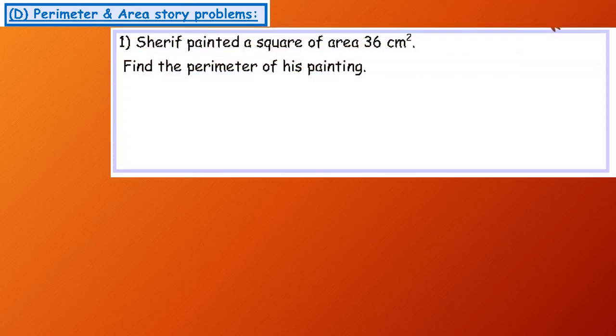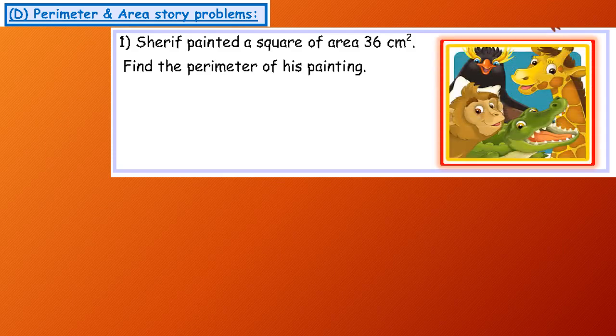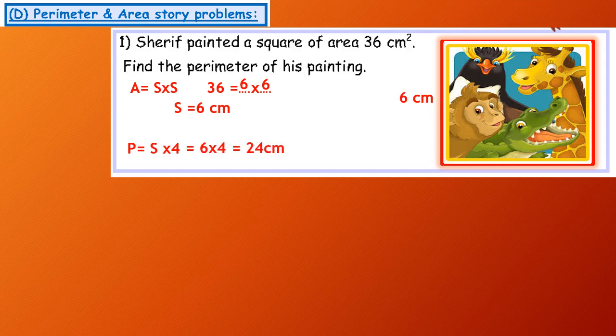Number 1. Sharif painted a square of area 36 centimeters square. Find the perimeter of his painting. So the area equals side by side. 36 equals what by what? It has to be the same number. 6 by 6. So the side length of this painting is 6 centimeters. To know the perimeter equals side by 4. 6 by 4 equals 24 centimeters.